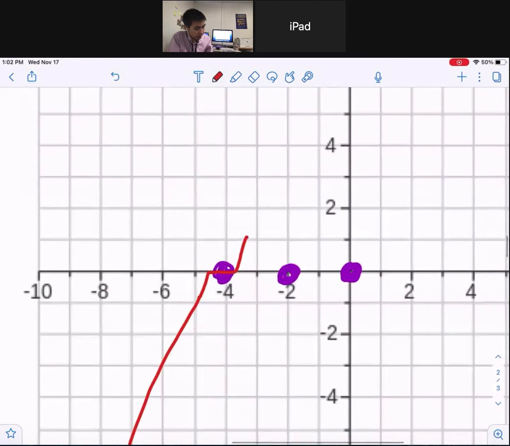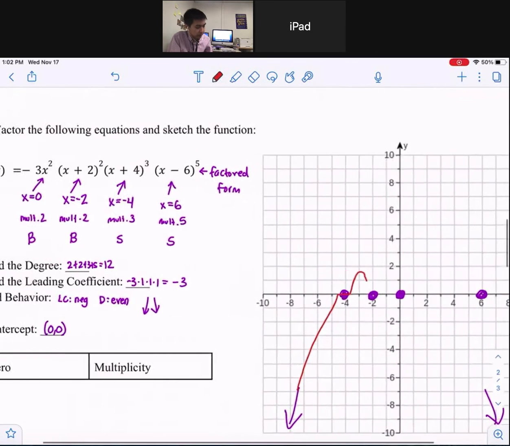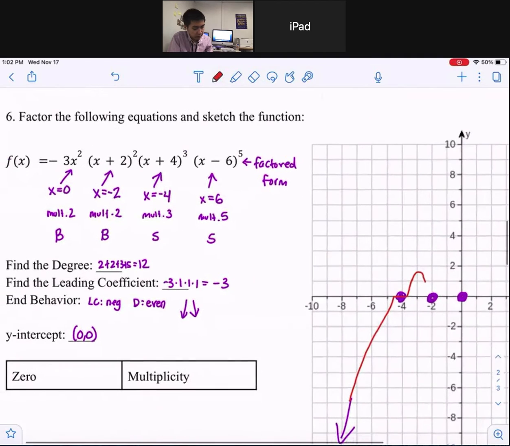Okay, it does not matter how tall or short this is, so curve it down so that we can approach the next 0. The next 0 we're approaching is negative 2. At negative 2, there was a bounce.